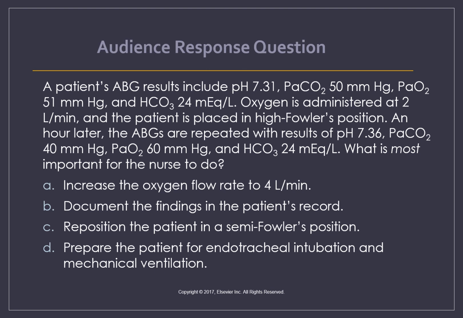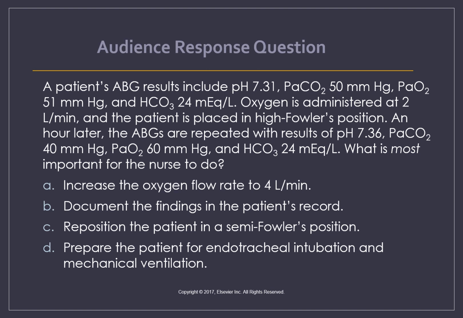So with our HCO3 being 24, we could see that this is uncompensated respiratory acidosis. If our HCO3 had been greater than 26, it would be partially compensated because our pH is still abnormal, which wouldn't make it fully compensated. So moving on to our second ABG results, we see they're on 2 liters. Their pH is normal, it's still slightly acidic. Our PaCO2 is right where we want it. Our HCO3 has not changed, and our PaO2 has increased from 51 to 60.